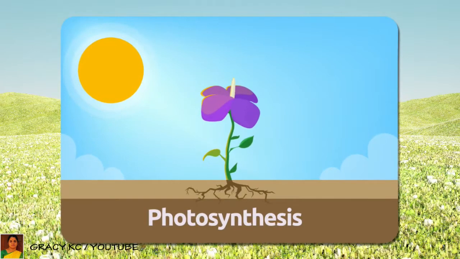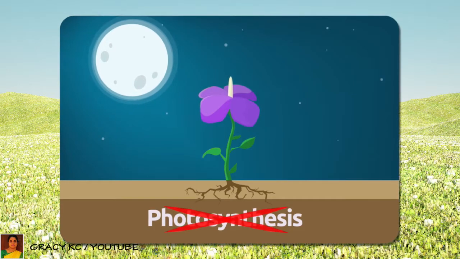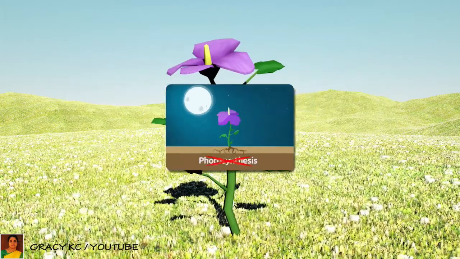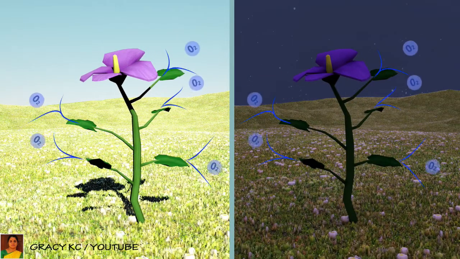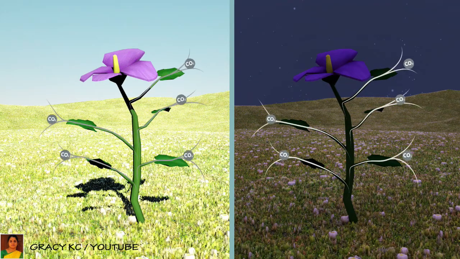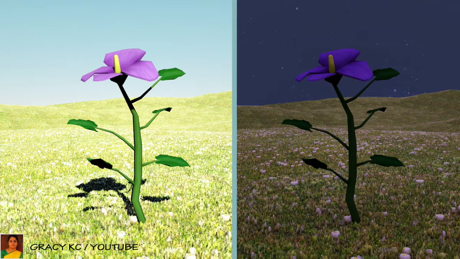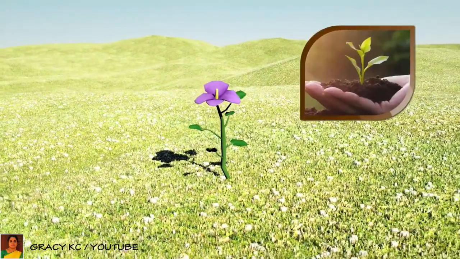Keep in mind that photosynthesis will happen only during daytime, that is in the presence of sunlight. It will not happen during night. There is another process called respiration, the process in which plants breathe in oxygen and breathe out carbon dioxide, like all other organisms. This process, or simply breathing, will happen in day as well as in night time.